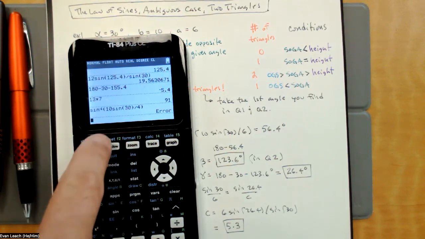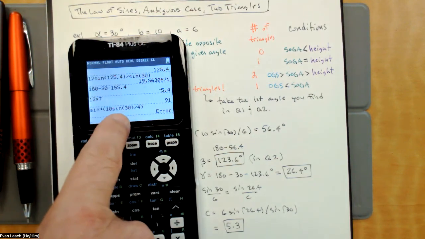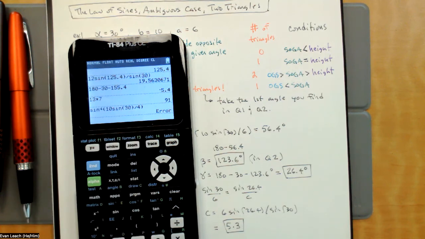And you say, yeah, the side opposite the other given side is 10, the given angle is 30, and the side opposite the given angle is 4. Then you realize, oh, that's right, 4 is less than the height of this triangle, therefore no triangle. So I'm done.